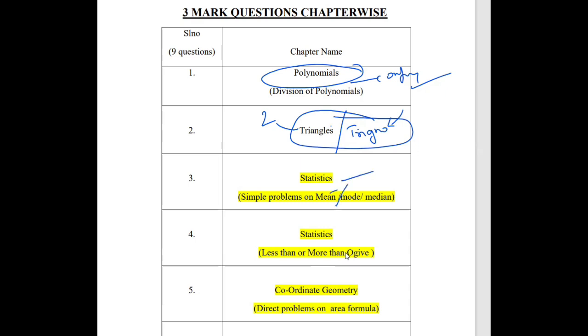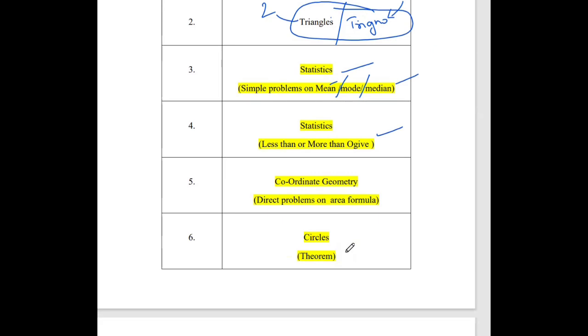Mean, median is a 100% question. Ogive, less than or more than, is a 100% question. Coordinate geometry is a 100% question. Please practice problems on area formula. Next, circle theorem is a 100% question.